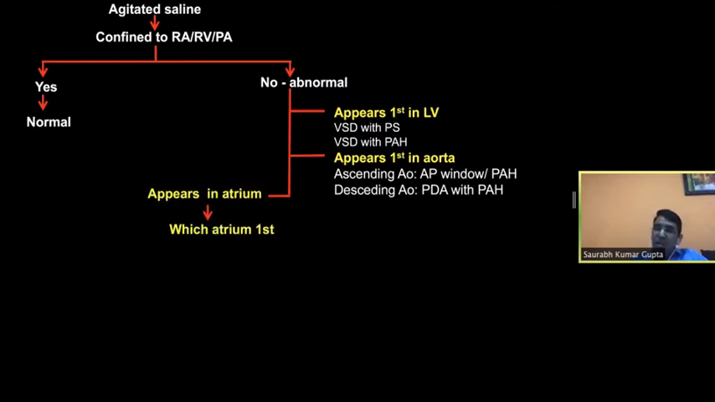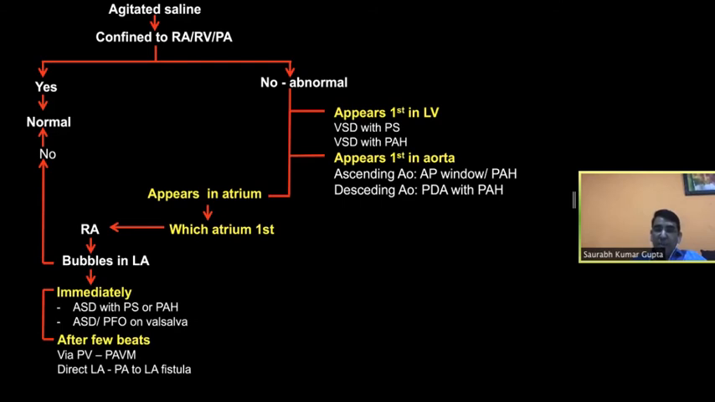But if it appears in atrium, then we have to look at which atrium first. If it is a right atrium, it is normal. Bubbles in left atrium, no, then you can again say that this is normal. But if it appears in LA thereafter, after RA, then if it is immediate, most likely you are dealing with the interatrial shunt, as we just discussed some time back, or if it is after few beats, then it can be pulmonary AVM or direct LA to PA to LA fistula.